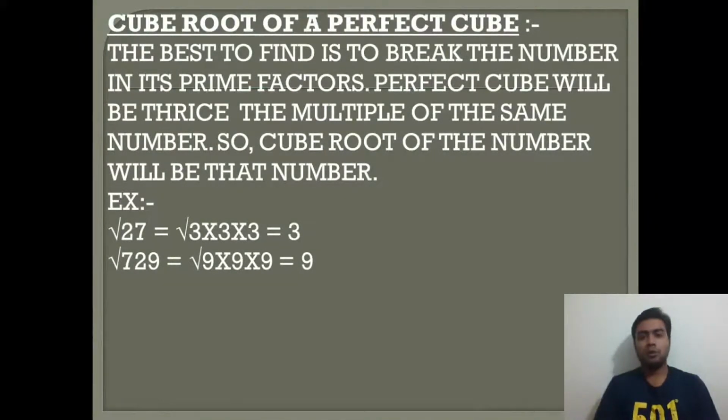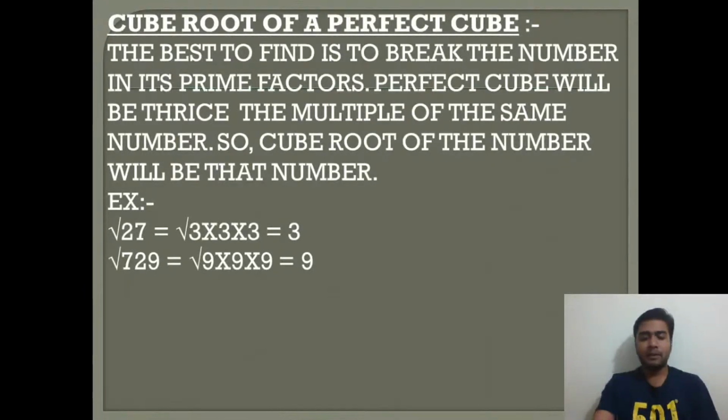Now I'm going to teach you how to find the cube root of a perfect cube. The best way to find it is to break the number into its prime factors. The perfect cube will be the thrice multiple of the same number. So it is similar to the square one, that is the perfect square. There we had twice the multiple of that number. Here we have thrice the multiple of the same number. So the cube root of the number will be that number only.